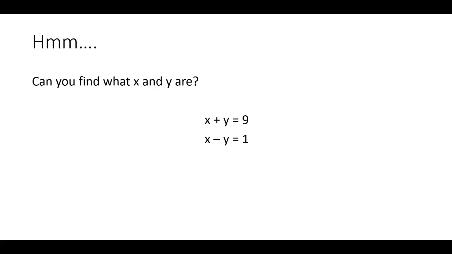5 and 4 is right. And it matters which one is which. So you can't just say 5 and 4 work. You have to know which one is which. X is 5, and Y is 4. That's the one that works for both.